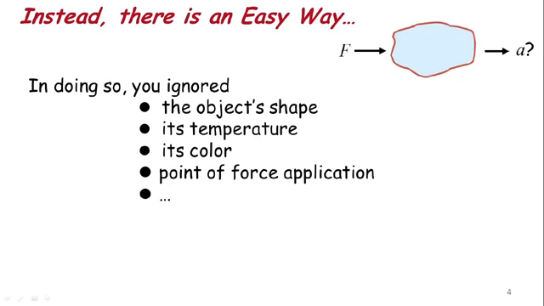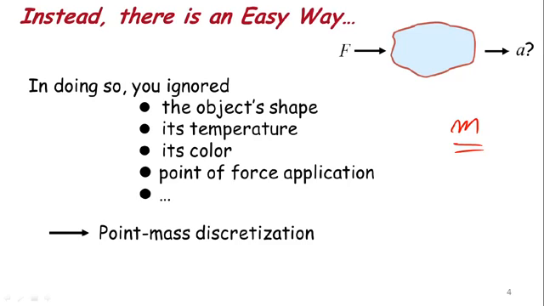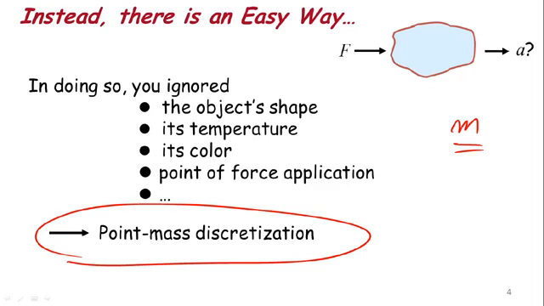It wasn't hard because in trying to figure out the acceleration of the object, you just asked me for the mass m of the object. You ignored a whole bunch of other properties of the object: its shape, its temperature, its color, where I applied the force, how it smelled, and so on and so forth. This kind of simplification, where you assumed that the object had a mass acting at a point and the force was applied at that point, is called point mass discretization, or point mass simplification. By making the point mass simplification, you were able to tremendously simplify how you solved the problem, and in doing so, you were able to get the acceleration very, very quickly.